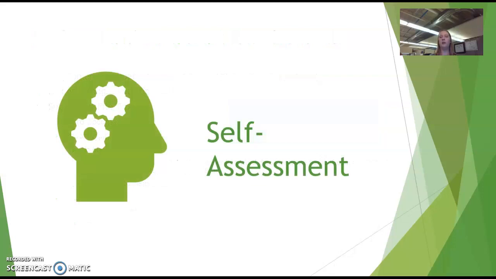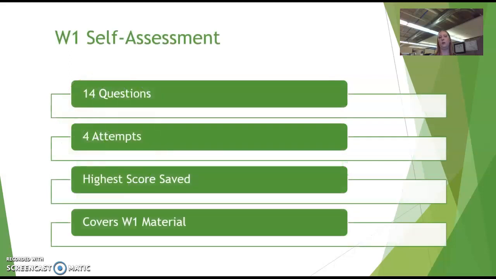So the last thing that you need to do is the self-assessment. This is like a quiz. The self-assessment is 14 questions for this week. You have 4 attempts. So you can just keep taking it up to 4 attempts, and the highest score is what's saved. So if you take it and you're like, oh, I didn't do so good, it's a self-assessment. Take it maybe even at the beginning of the week, see what you know, go back, study those things, and then retake it. It covers everything on week 1, so it's assessing how well you learned the material for week 1.